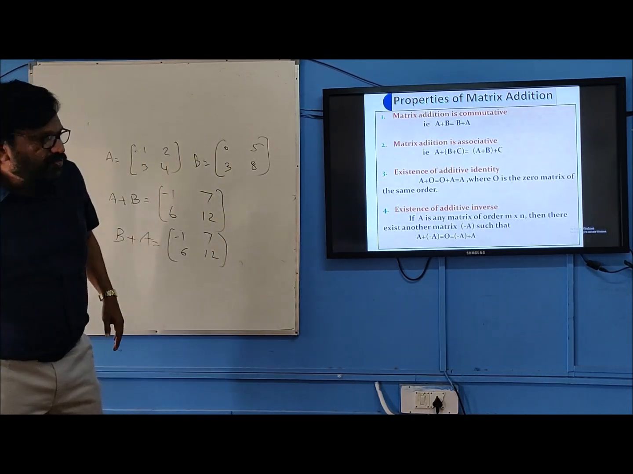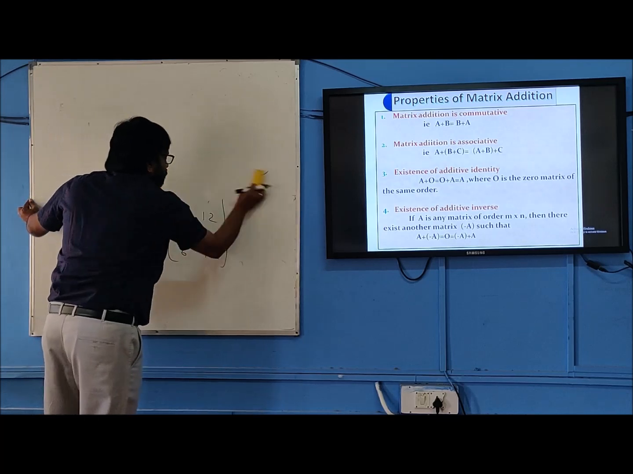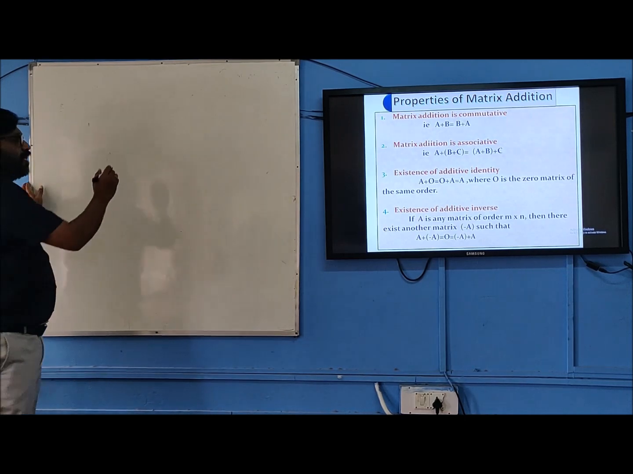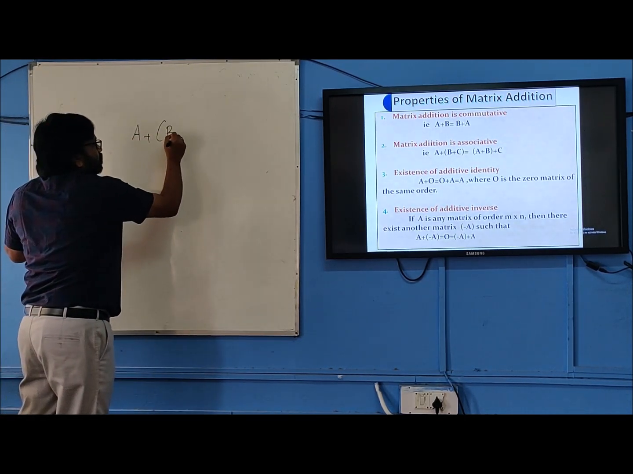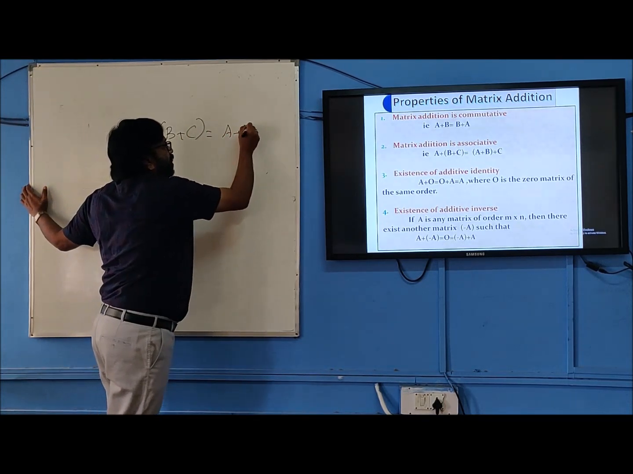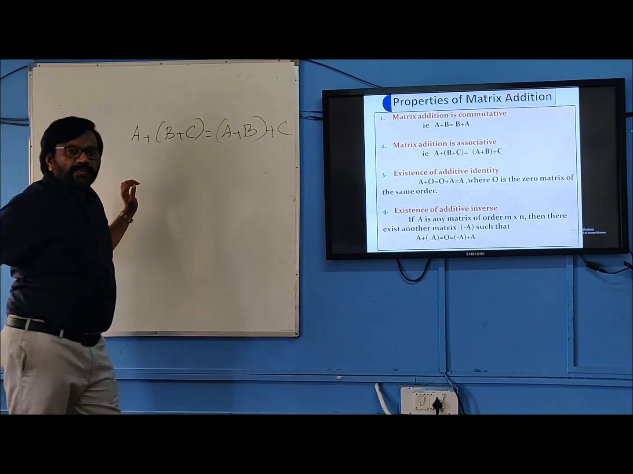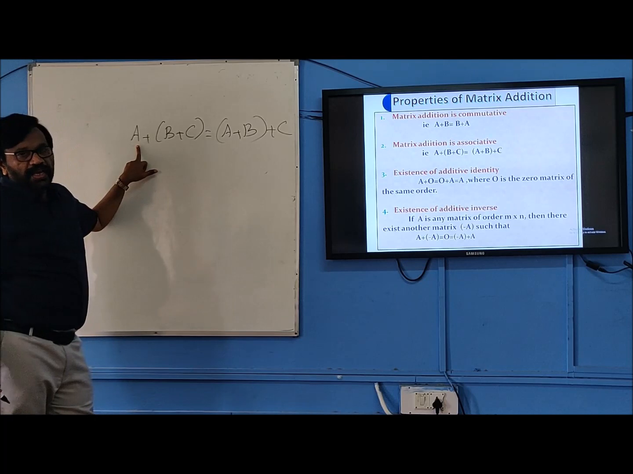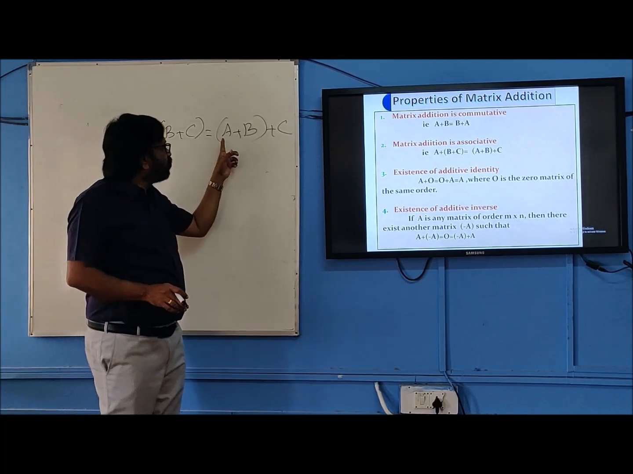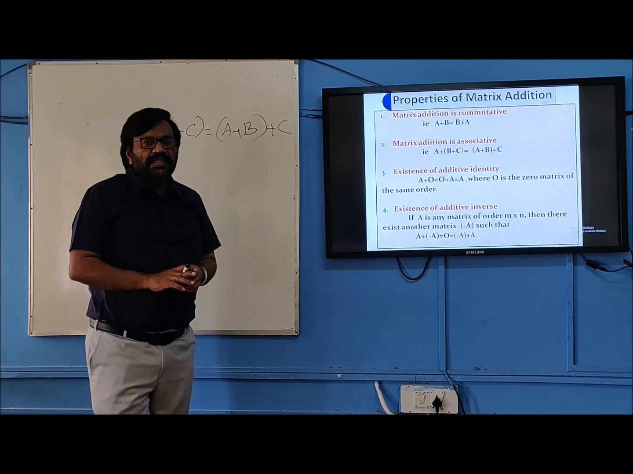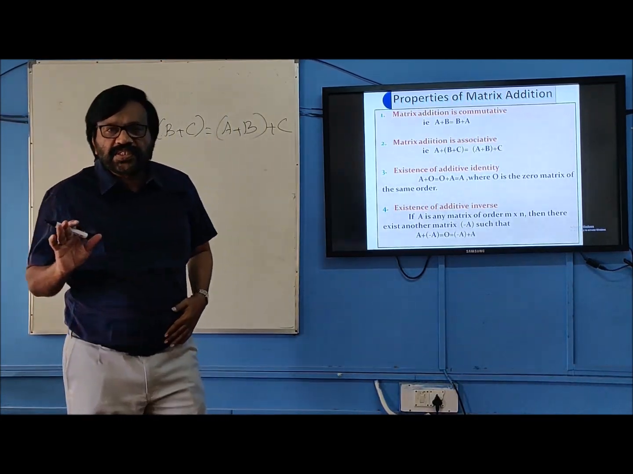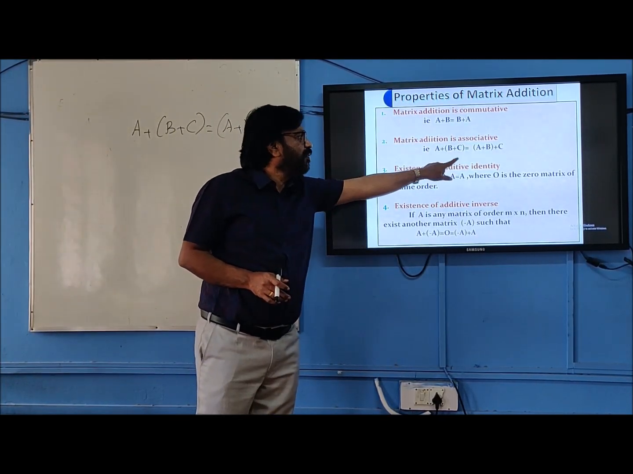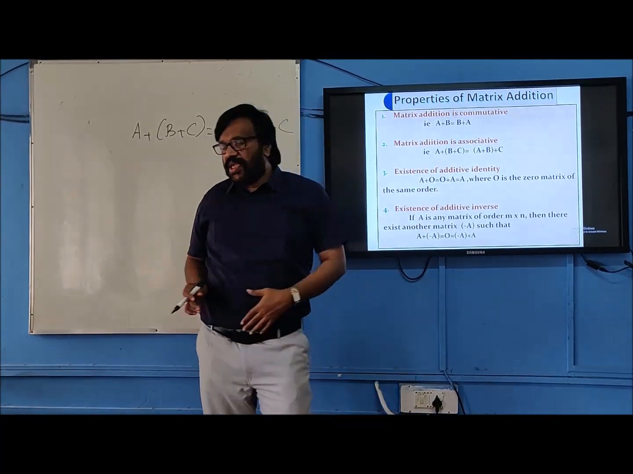Next property, suppose we have three matrices A, B and C. You can verify this also by putting in three matrices. If A, B and C are three matrices, then (A plus B) plus C equals A plus (B plus C). Suppose we are to add three matrices, then first we add B plus C, then adding A, it will be the same as first finding A plus B, then plus C. As the addition of numbers is associative, in the same way, matrix addition is also associative. (A plus B) plus C equals A plus (B plus C).